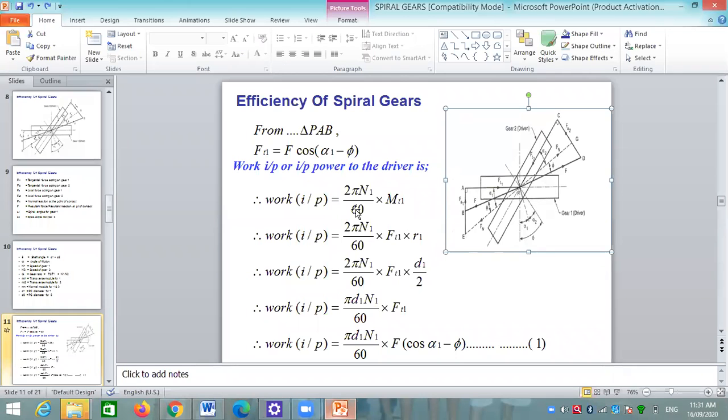Now, efficiency is the output upon input. Input is given to gear 1 because gear 1 is the driver. Therefore work input is equal to omega 1 into Mt1. Here work input is equal to 2 pi n divided by 60 into Mt1.